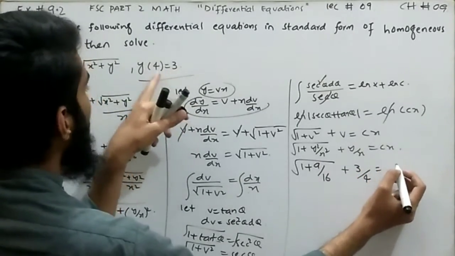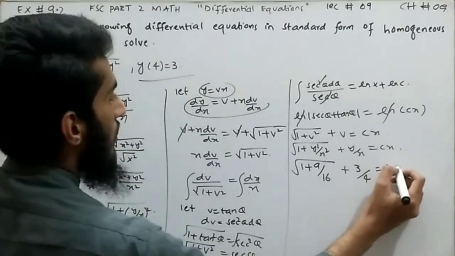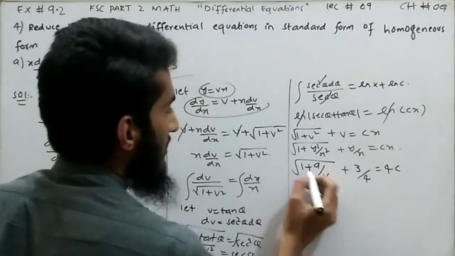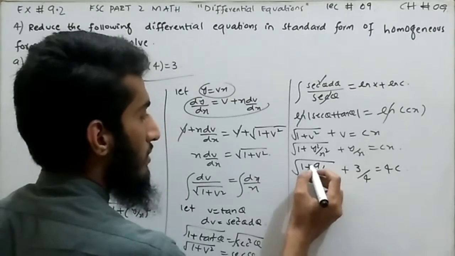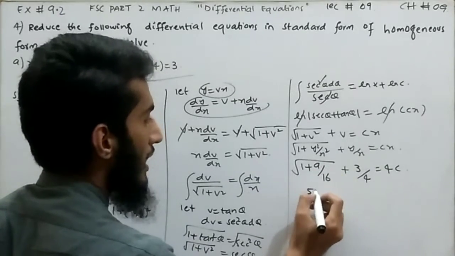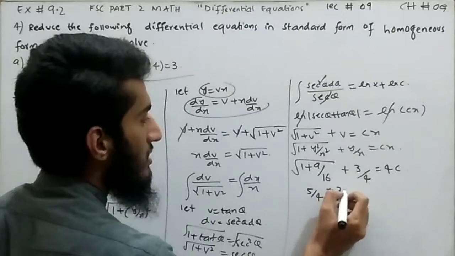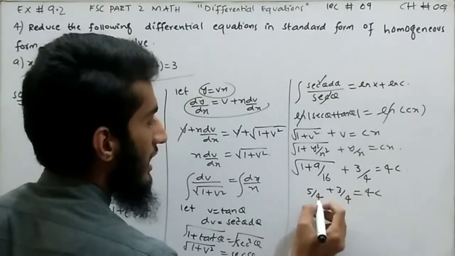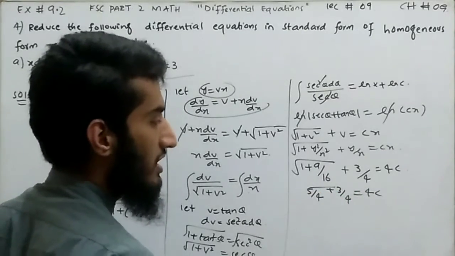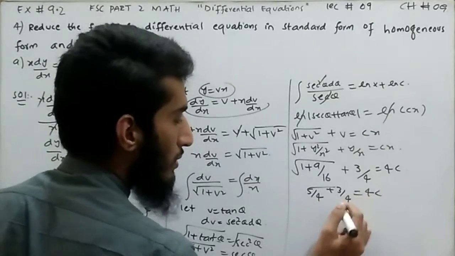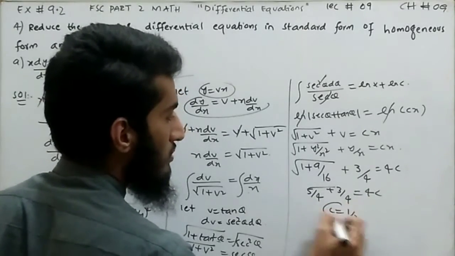Here c is not given and x is 4, so 4c. Now by simplification, 16 plus 9 gives us 25. The square root of 25 by 16 will give us 5 divided by 4, plus 3 by 4, is equal to 4c. Taking the LCM, it becomes 5 plus 3 is 8, so 8 by 4 gives us 2, and 2 by 4 gives us 1 by 2. So the value of c is 1 by 2.